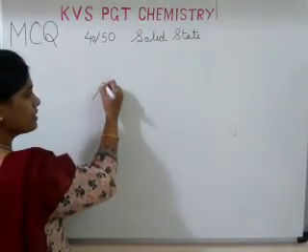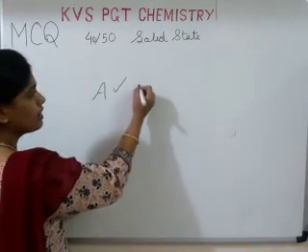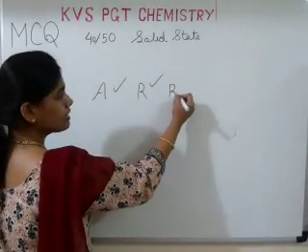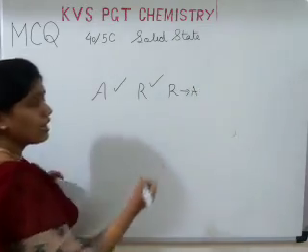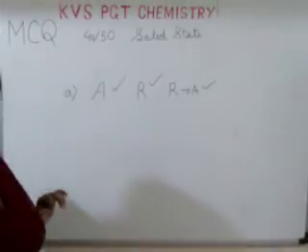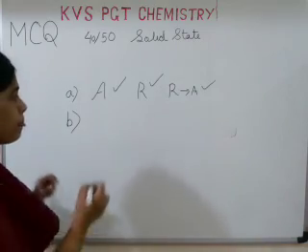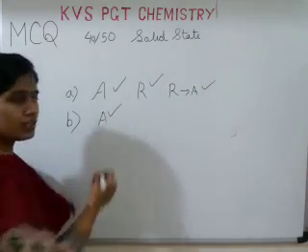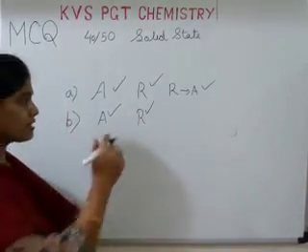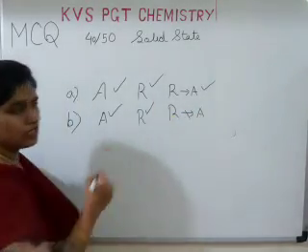Suppose the assertion is a true statement, the reason is also a true statement, and the reason is the correct explanation of the assertion. So we mark our answer as option A. Right, children? We mark answer as B when the assertion is a true statement, the reason is also a true statement, but the reason is not the correct explanation of the assertion.